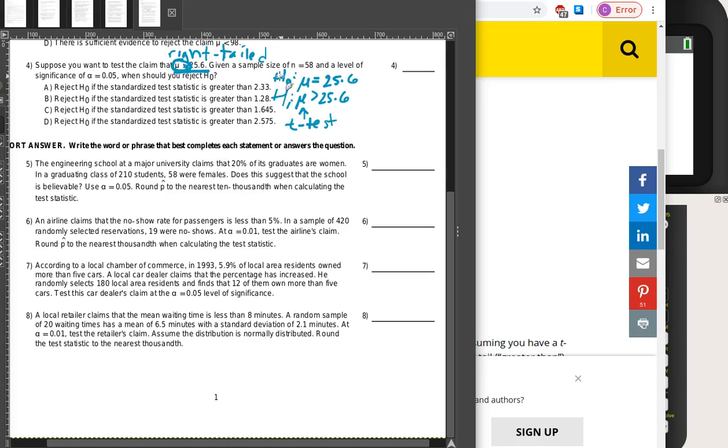So of course the test statistic is what it's talking about, because all of these answers say reject if the standardized test statistic is so and so. The standardized test statistic has nothing to do with the mean we're talking about, the 25.6. When standard has come up before, like the standardized normal distribution, it's the z value if you're talking about proportions, and it's the t value if you're talking about means. So in this case, we're looking for the t value.